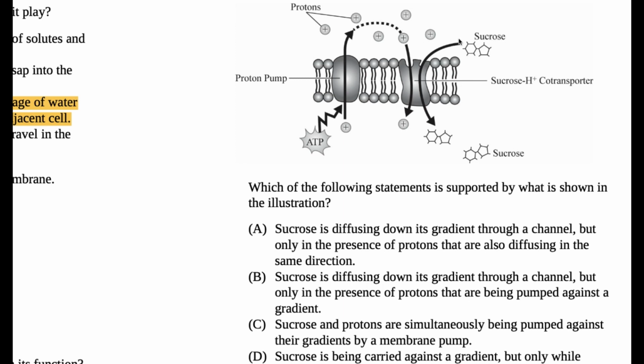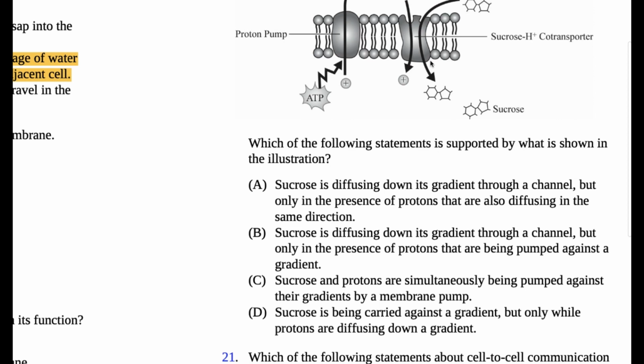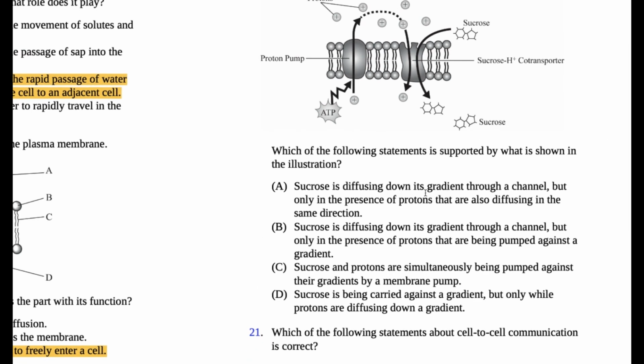And in here, you can see that protons are entering through passive transport because they are entering from high to low concentration. However, sucrose is going from low to high concentration. So you see one active and one passive. Sucrose is diffusing down its gradient through a channel. It's not true because the one going down the gradient here is actually protons, right? So A and B are wrong. You can easily eliminate those.